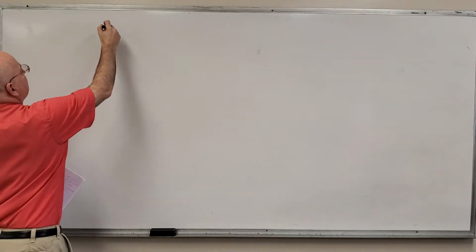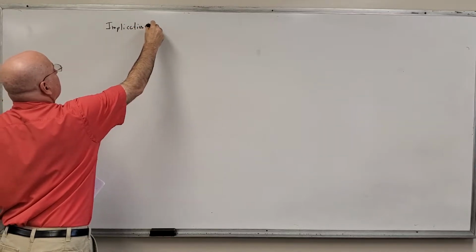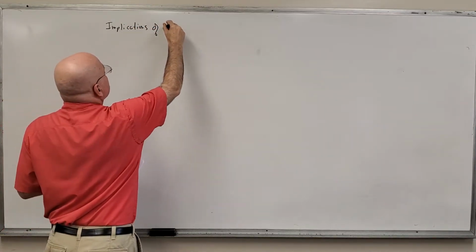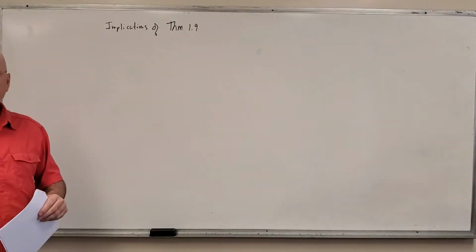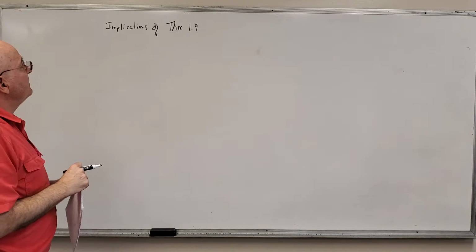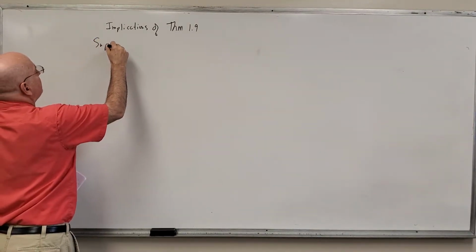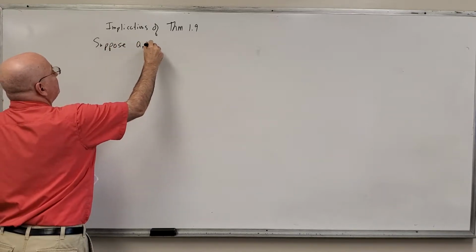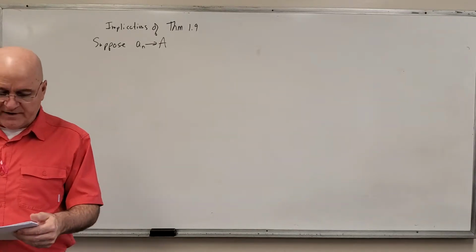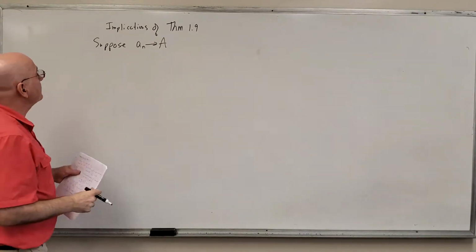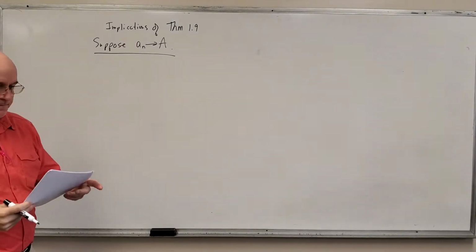All right, well, let's take a look at some implications of theorem 1.9. Some examples maybe, and actually we'll learn a little bit more than just theorem 1.9. Let's suppose that an converges to A. So we have a convergent sequence, it converges to the real number A. I'll use that for all the little examples we do to follow.